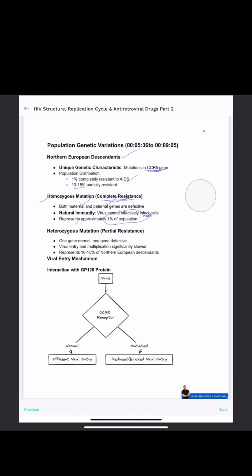So if someone has homozygosity for this particular gene, for example AA, then they will show complete resistance, and the virus won't be able to infect the cell. And this particular homozygosity is for the CCR5 receptor. So if the CCR5 receptor is defective, then what will happen? Even if this interaction occurs, it will be problematic and the virus cannot infect the cell.